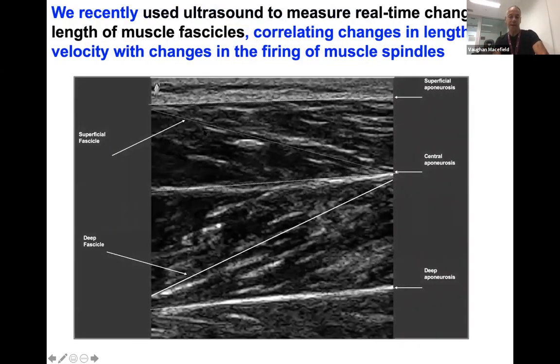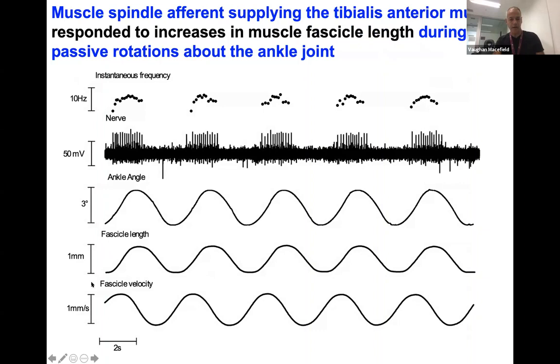We recently further characterized the behavior of muscle spindles by using ultrasound to measure the changes in muscle fascicle length. And you can see here, this is the ankle angle. This is a fascicle length, muscle fascicle. So when I say muscle fascicle in this context, it is the fascicle of the muscle itself, not of the nerve. So changes in muscle fascicle length and velocity.